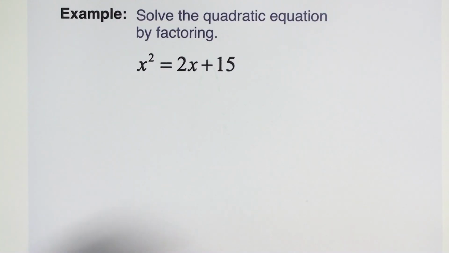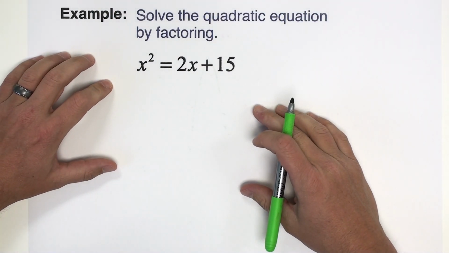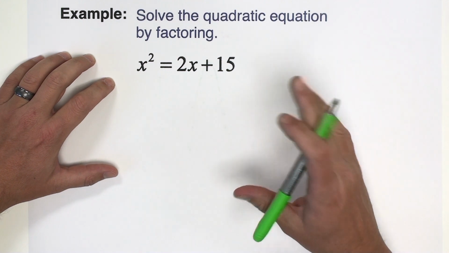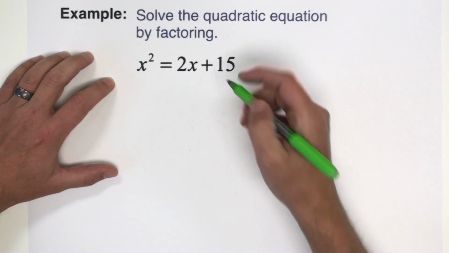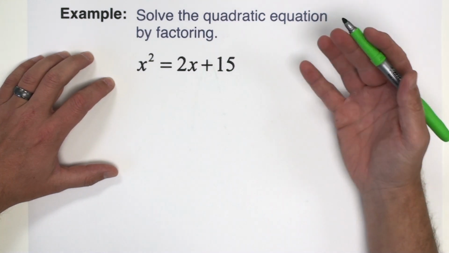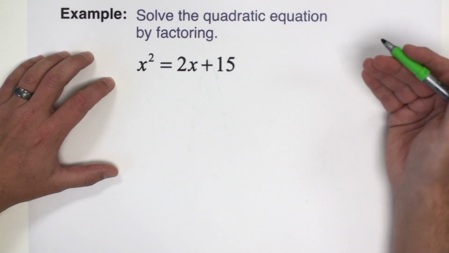Okay, hopefully you look at this one and note the obvious difference between this problem and everything else so far is this problem does not equal 0. So that's our first step, is to make this equal 0. We can't use that zero product property if there is no equal to 0.